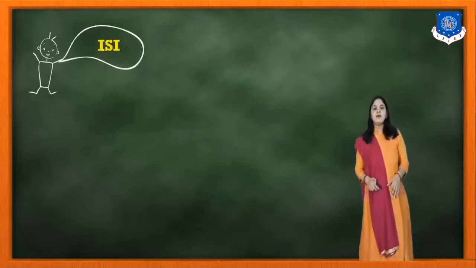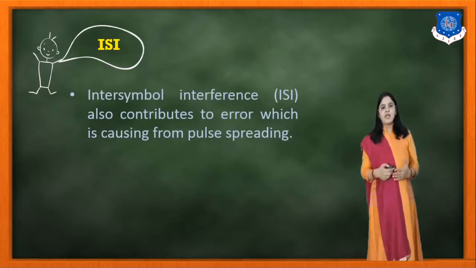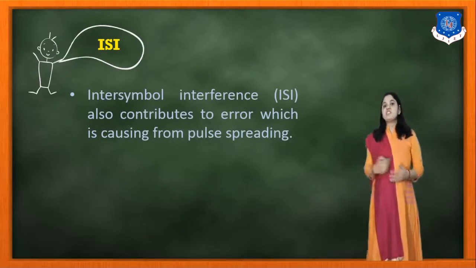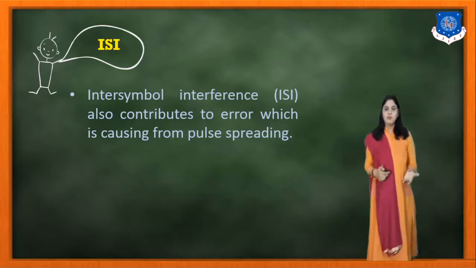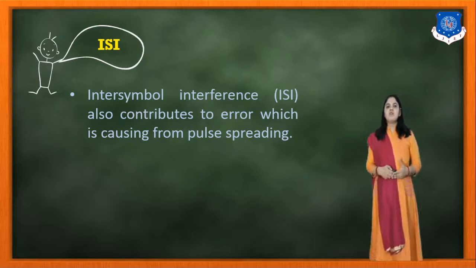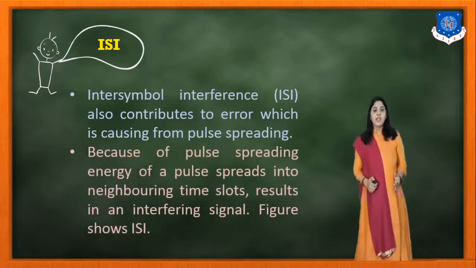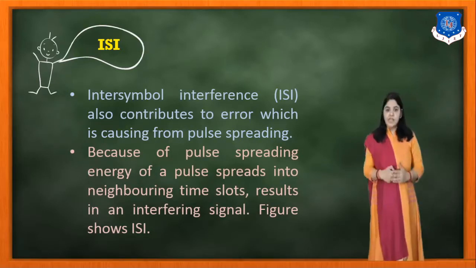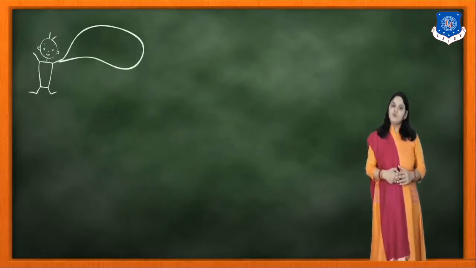So that is inter-symbol interference, and it can occur in optical communication in the form of pulse spreading. Inter-symbol interference also contributes to error, which is caused by the pulse spreading. Because of the pulse spreading, the energy of a pulse spreads into the nearby time slots, resulting in interfering signals, which we have seen in the figure.